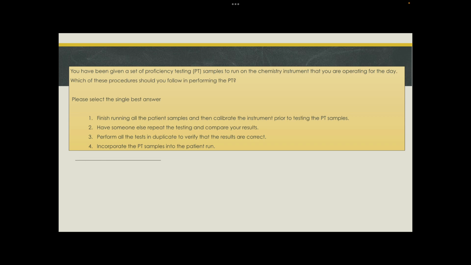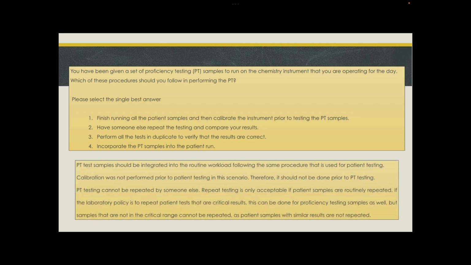The answer: PT test samples should be integrated into the routine workload, following the same procedure that is used for patient testing. Calibration was not performed prior to patient testing in this scenario. Therefore, it should not be done prior to PT testing. PT testing cannot be repeated by someone else. Repeat testing is only acceptable if patient samples are routinely repeated.